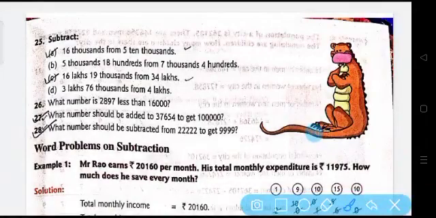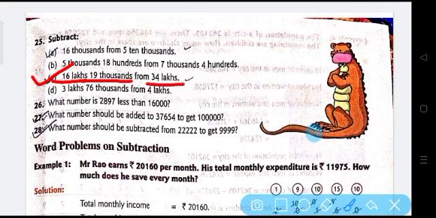We will be doing the C1 part. The question is: 16 lakhs 19,000 you have to subtract from 34 lakhs. So you will write 34 lakh first, that is our minuend, and 16 lakhs 19,000 is our subtrahend. Okay, so let me write the question for you first.